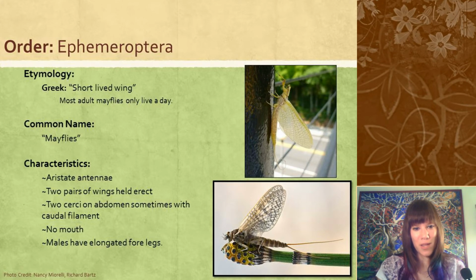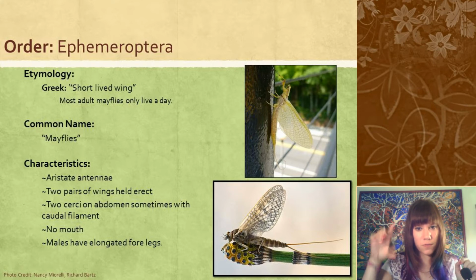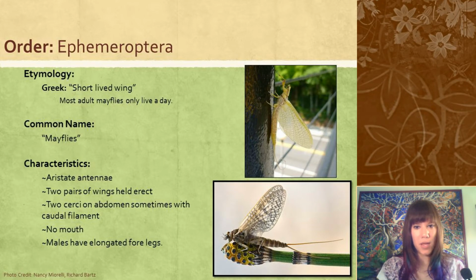Their common name is mayflies, and their characteristics are that they have aristate antennae or setaceous antennae, depending on which term you want to use. They have two pairs of wings, and at rest, they hold them over their back, and you have a really broad forewing and a really itty-bitty little hind wing. They have no mouth parts because they don't feed, because they only live for a day, and the males have elongated forelegs. It's unsure what they're used for, but it's probably used for grabbing females.